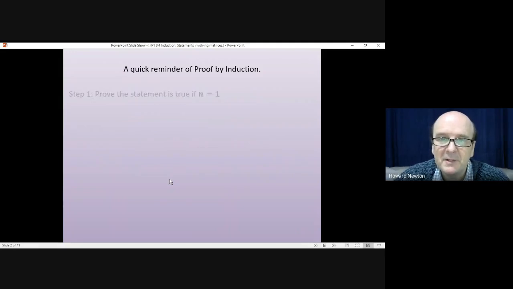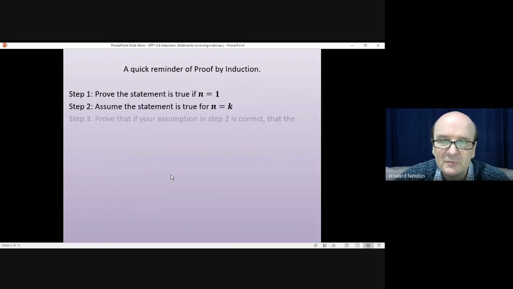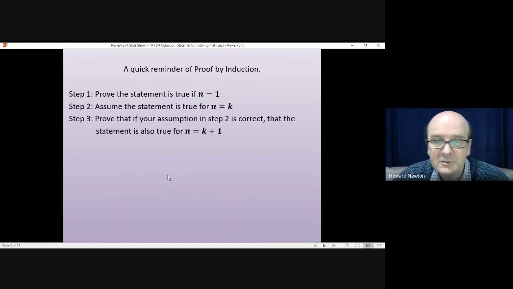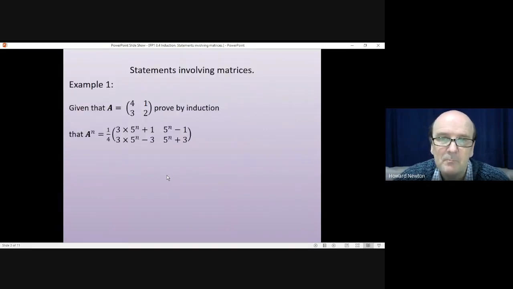Quick reminder of proof by induction. First of all, prove the statement's true for n equals 1. Assume it's true for n equals k. If that assumption is correct, prove that it's also true for n equals k plus 1.